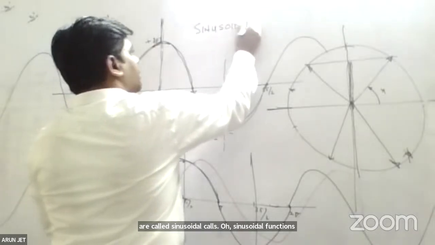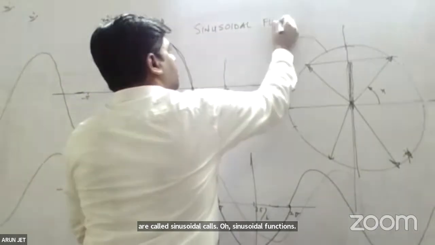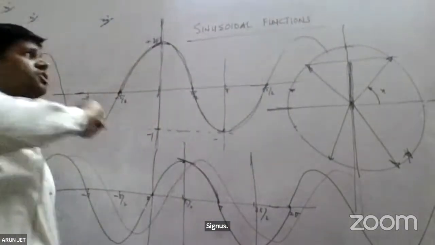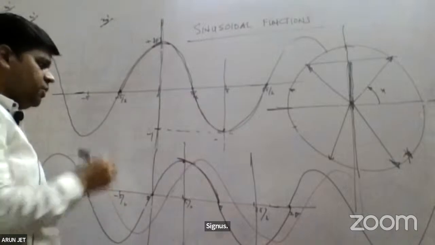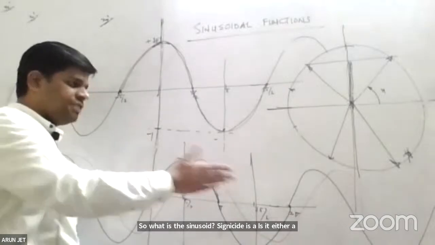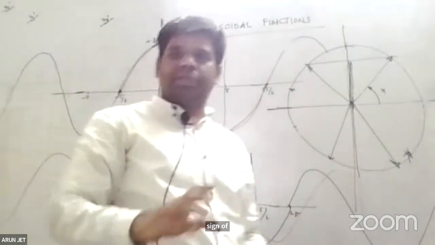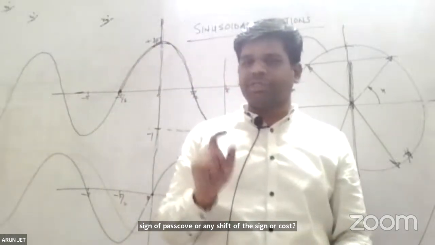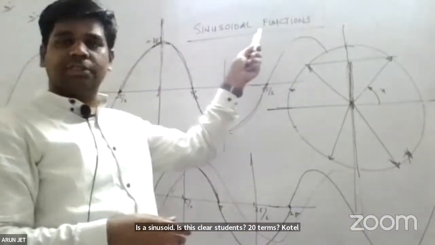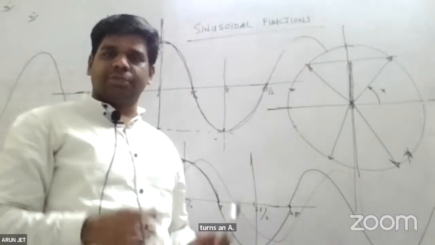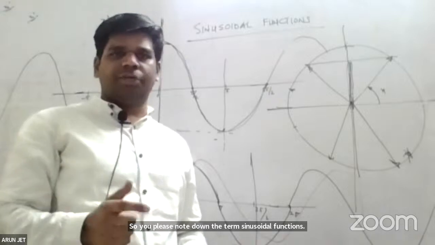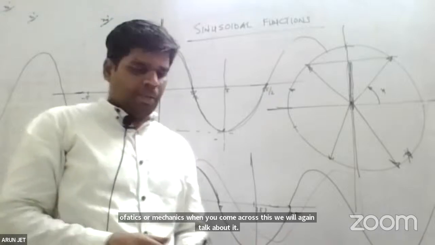Sinusoidal. So what is a sinusoid? A sinusoid is a curve that is either a sine curve, a cos curve, or any shift of the sine or cos. Is this clear, students? Funny terms, there are new terms. So please note down this term, sinusoidal functions. We'll discuss this when we talk about kinematics or mechanics. When we come across this, we'll again talk about it. So don't worry about the new terms you're coming across.